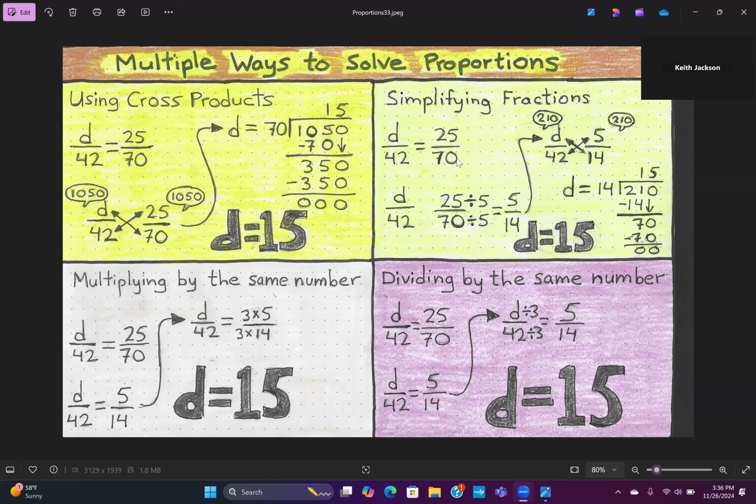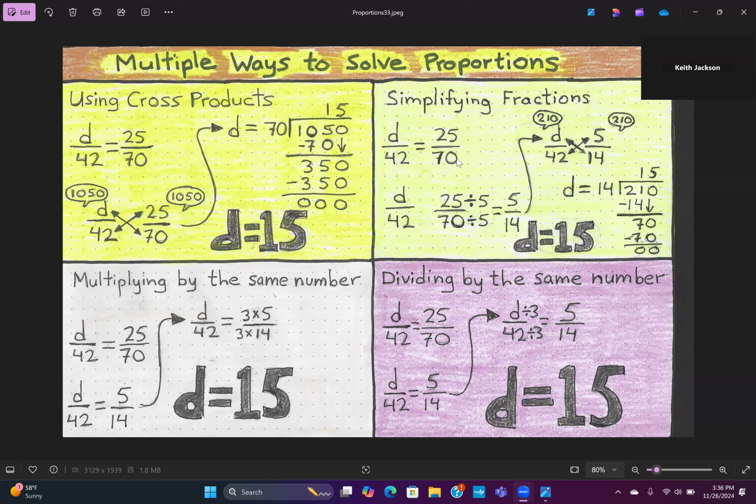By the same token, we can divide by the same number. And so in this case, we can go like this. Well, 42 divided by 3 is equal to 14. And the question is, what number divided by 3 will give us 5? And that answer has to be 15. And so in this case, again, d is equal to 15.